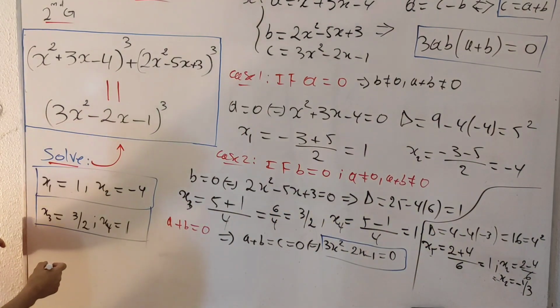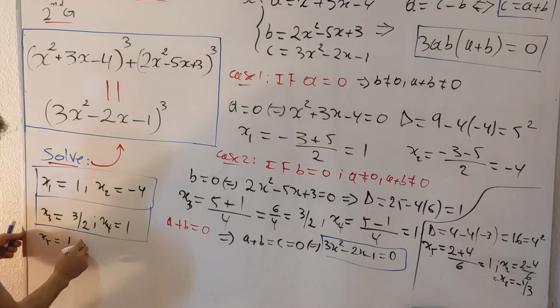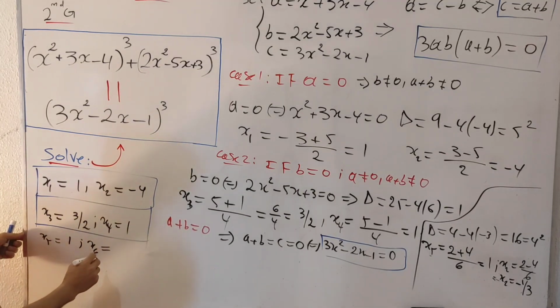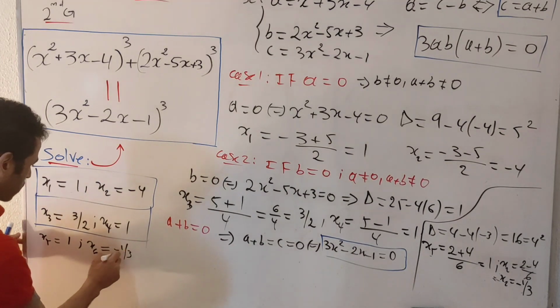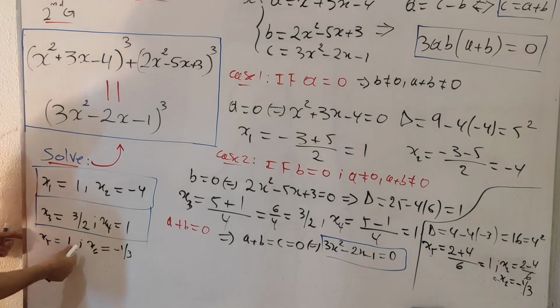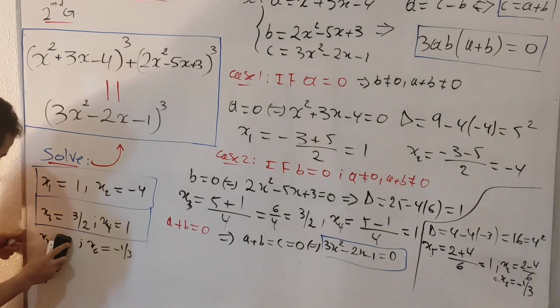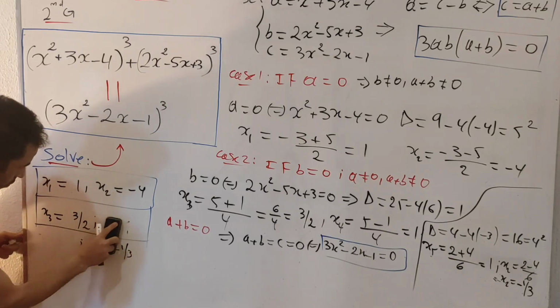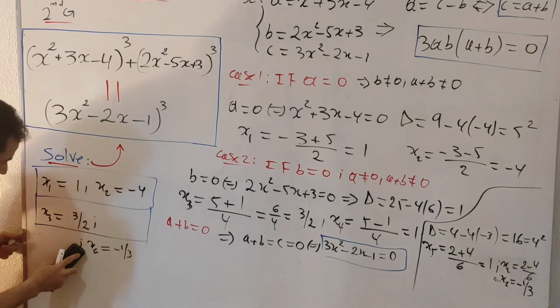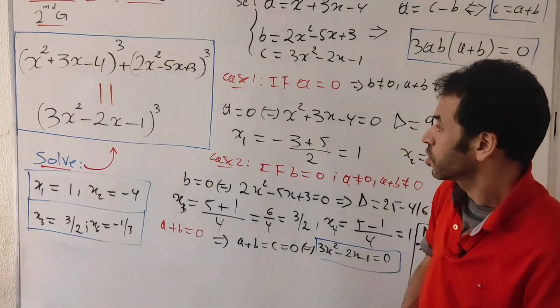I will have two more solutions: x5 equals 1, and x6 equals minus 1 over 3. But the number 1 is repeated 3 times, so we don't need to put all of these number 1s here. I'm going to cancel out this one and this one. So I found 4 solutions. So I have done with this problem.